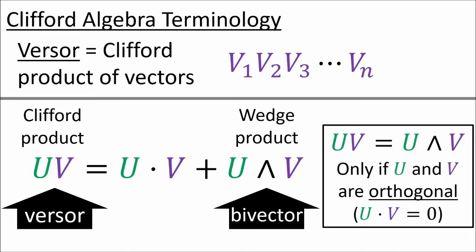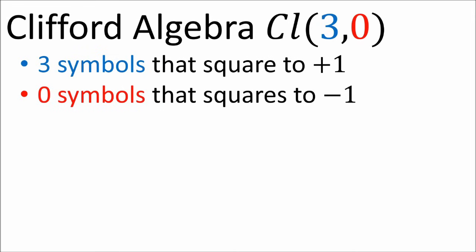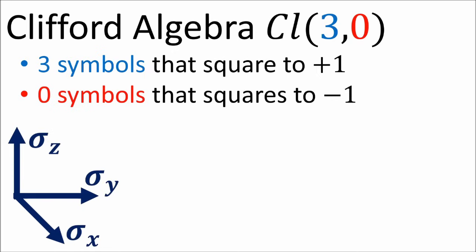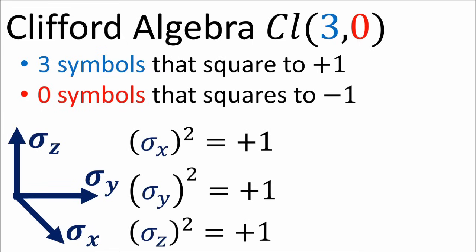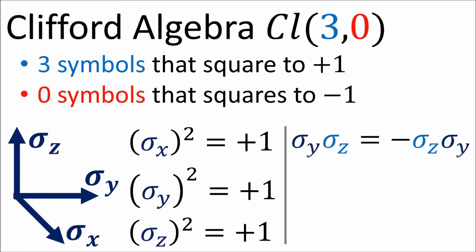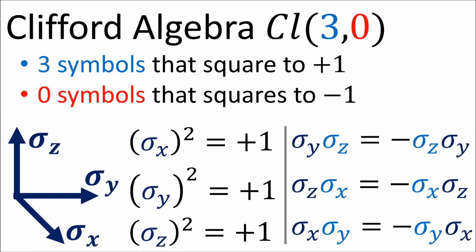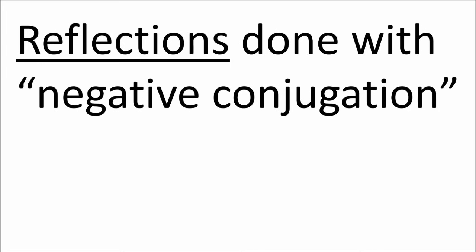To start, let's look at Cl(3,0), the Clifford algebra in 3D space, with 3 orthonormal basis vectors that square to +1, which are sigma x, sigma y, and sigma z. And when we multiply 2 different orthogonal basis vectors together, we can switch their order if we include a negative sign, since multiplication of orthogonal vectors is anti-commutative. Let's start with performing vector reflections.